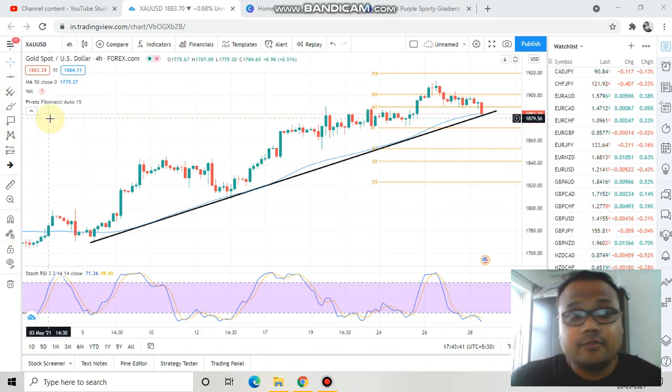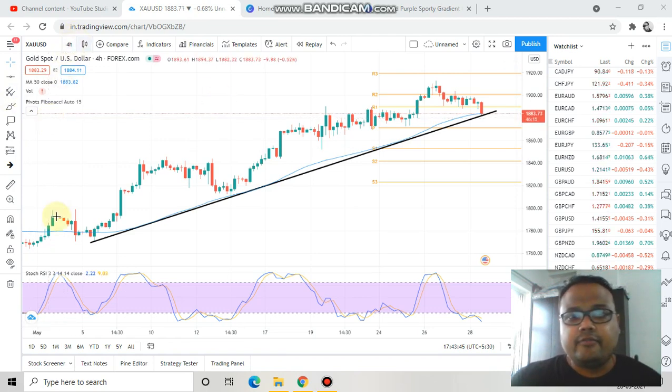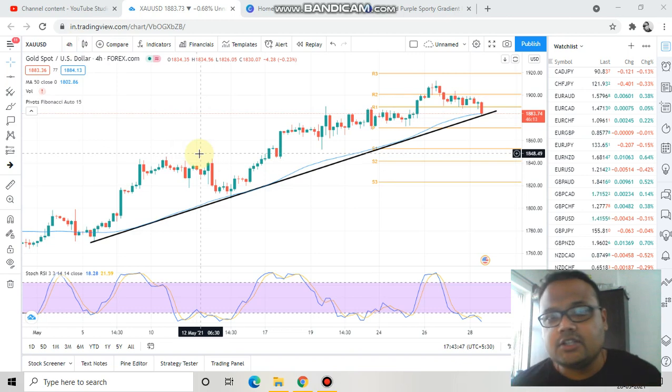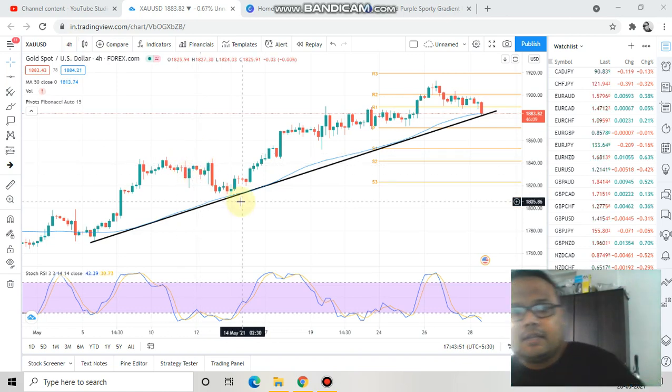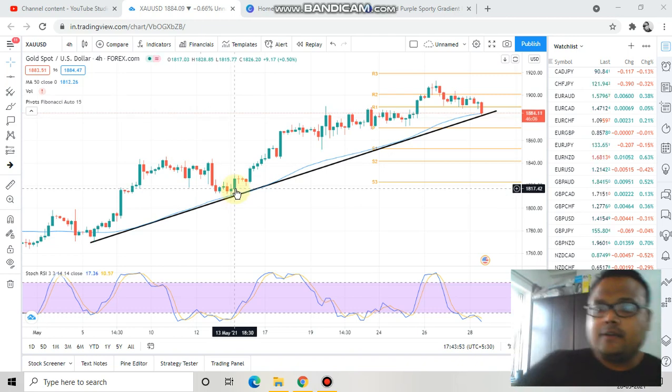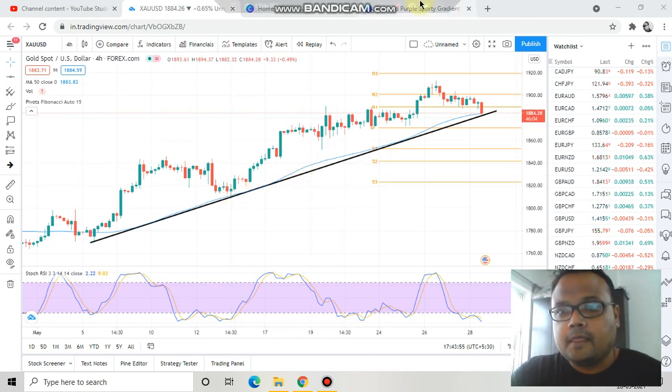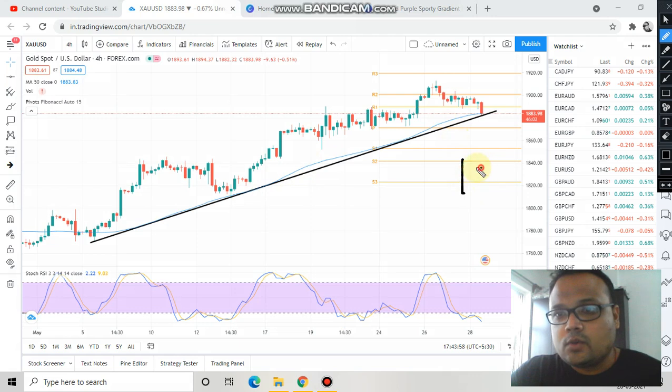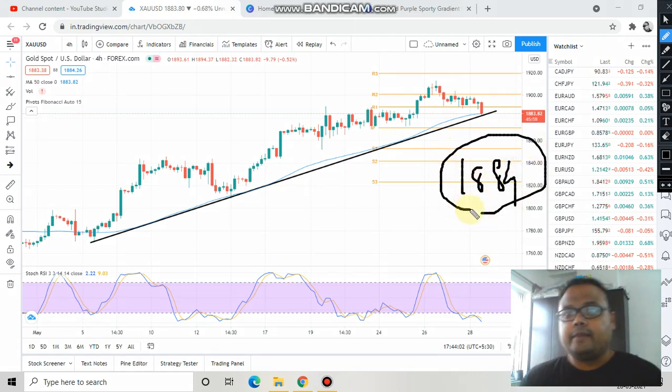So this is the chart of gold USD, and as you can see, I'm in the 4 hours time frame. If we just look at the chart, there is no doubt that market is in uptrend. Right now market is coming down, and the current market price is 1884.